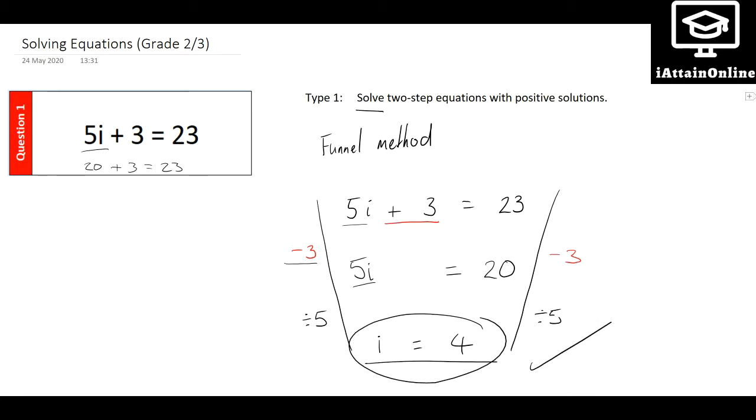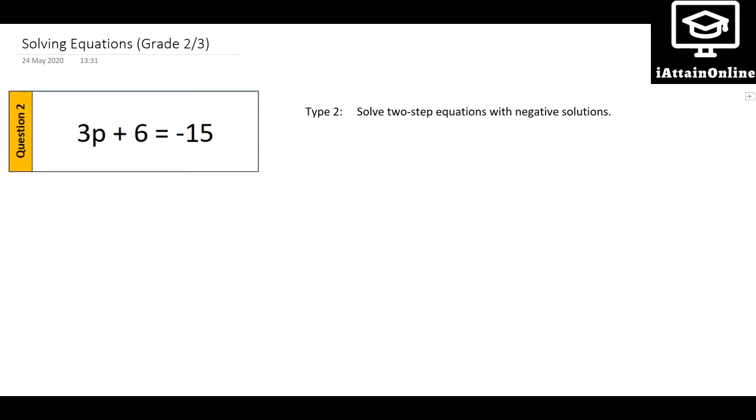Okay, next one. Now this is exactly the same, apart from you need to watch out for any negative numbers and when you add, subtract, multiply or divide them. So I'm going to start again by writing 3p plus 6 equals negative 15 and draw my funnel method.